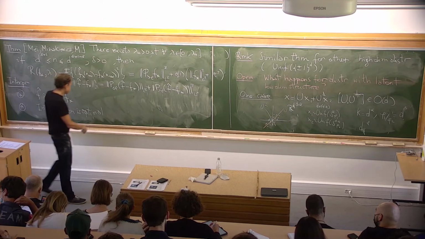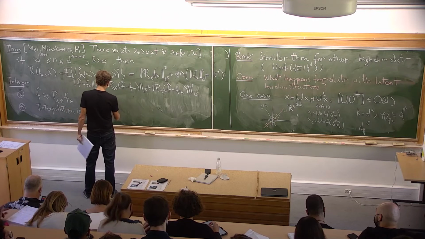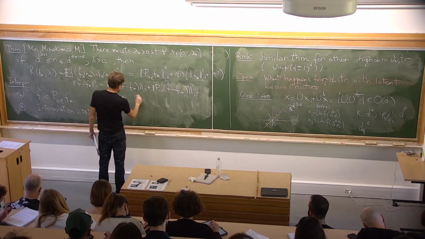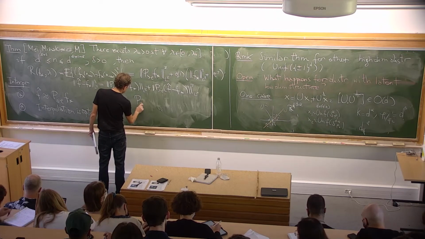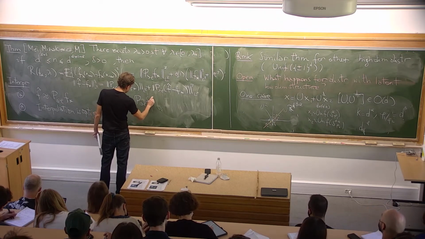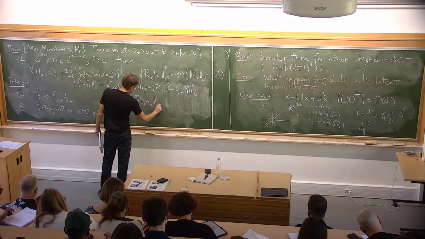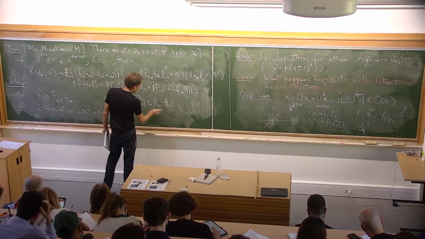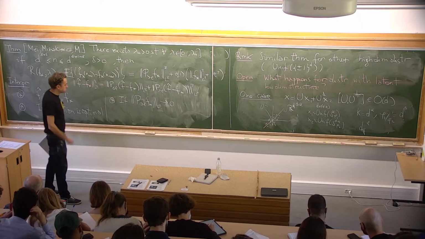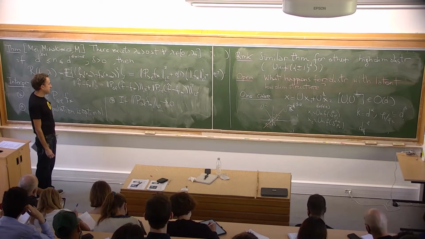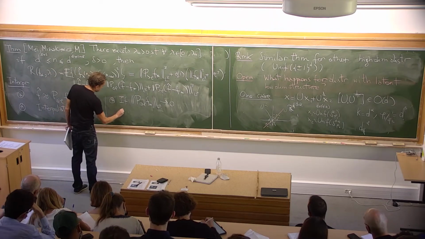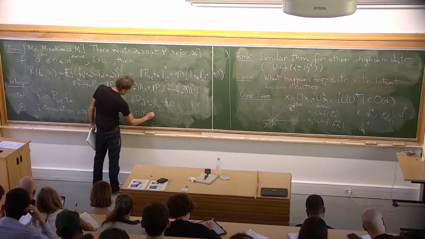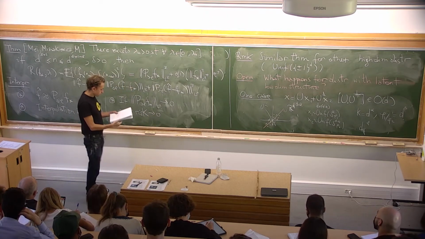And in particular, if the projection of f star onto degree bigger than L goes to 0, so if f star is well approximated by a degree L polynomial, then the excess risk goes to 0.